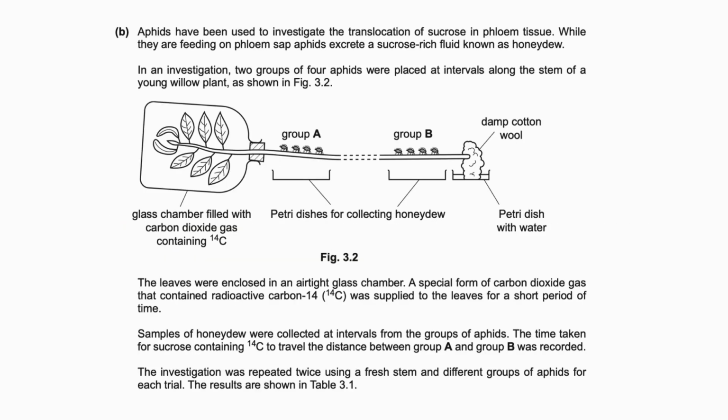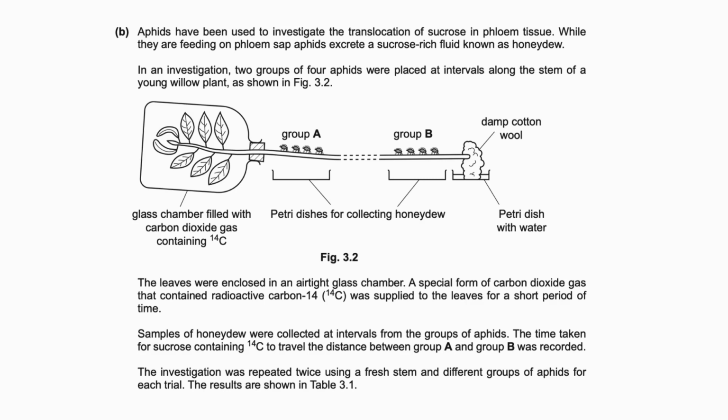Okay, so moving on to Part B. Aphids have been used to investigate the translocation of sucrose in phloem tissue. While they are feeding on phloem sap, aphids excrete a sucrose-rich fluid known as honeydew. In an investigation, 2 groups of 4 aphids were placed at intervals along the stem of a young willow plant, as shown in Figure 3.2.